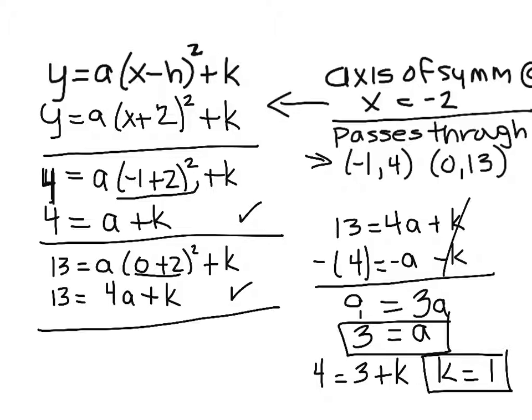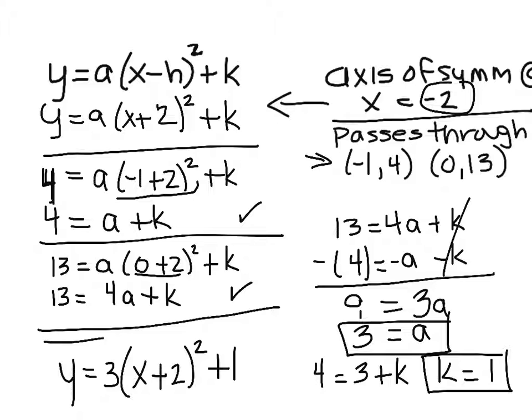All right. So now I have an a and a k, and I had an h up here. So I'm going to write the final equation. y equals 3 times (x plus 2) squared plus 1. I want you to remember that when a problem asks you to write an equation, you have to put x and y back in there. These have to be there for this to be the equation of a function.